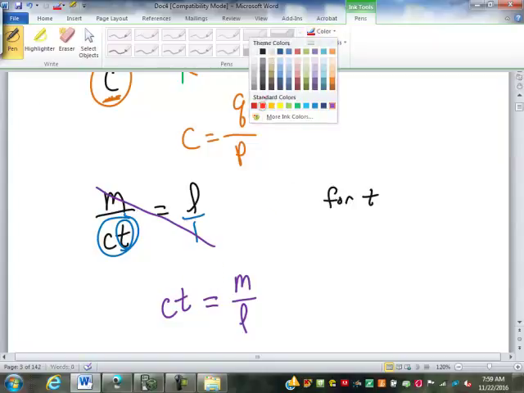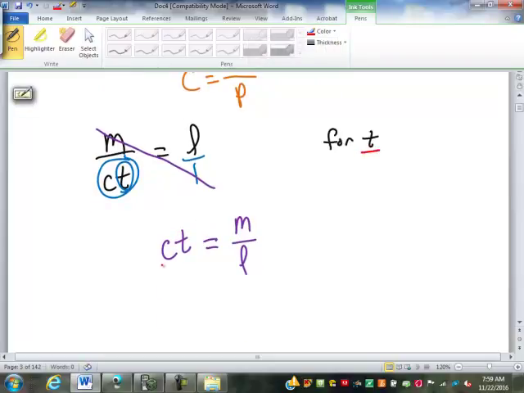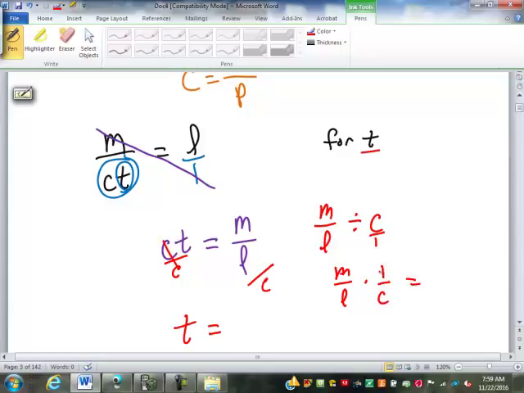I want to get rid of what over here on the left? I'm solving for T, so I got to get rid of C. I'm going to divide by C. Dividing by C over here. So now if I've got M over L divided by C, that's M over L times, I treat that as C over 1. I'm going to multiply by the reciprocal, 1 over C. M times 1 is M. L times C is LC. M over LC or M over CL, however you want to write it.